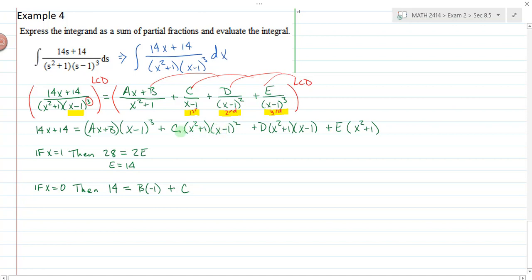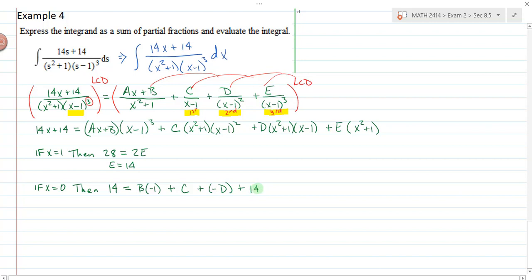1 times 1 is 1. And 1 times c is c. Plus, plug in a 0 here. That's going to give me 1 times negative 1. So that's going to give me a negative d. And then e we said is 14 times 0 plus 1 is 1. So that's just going to be 14.